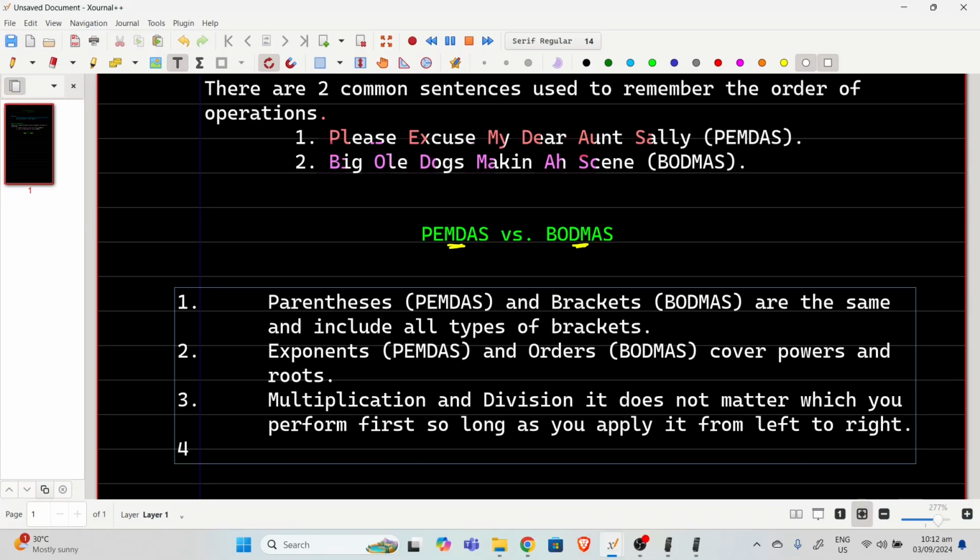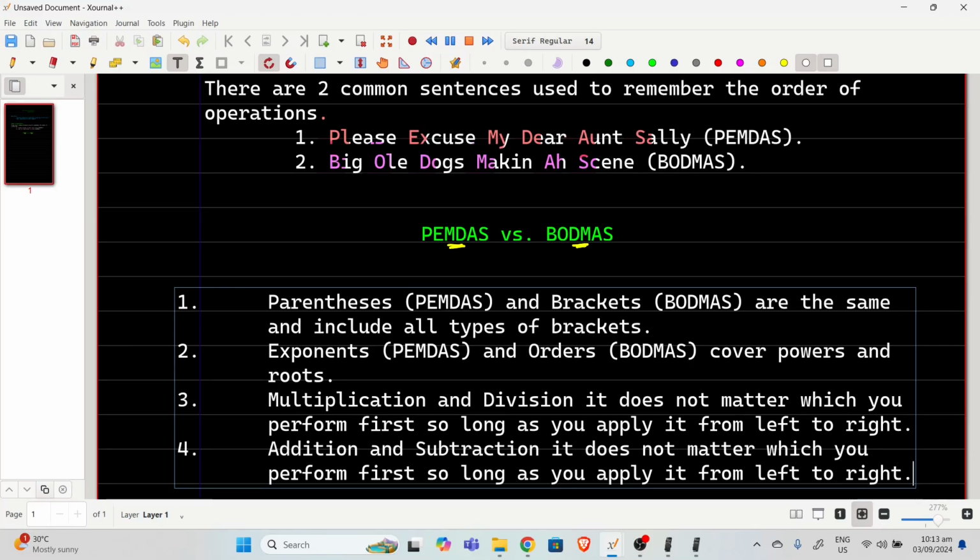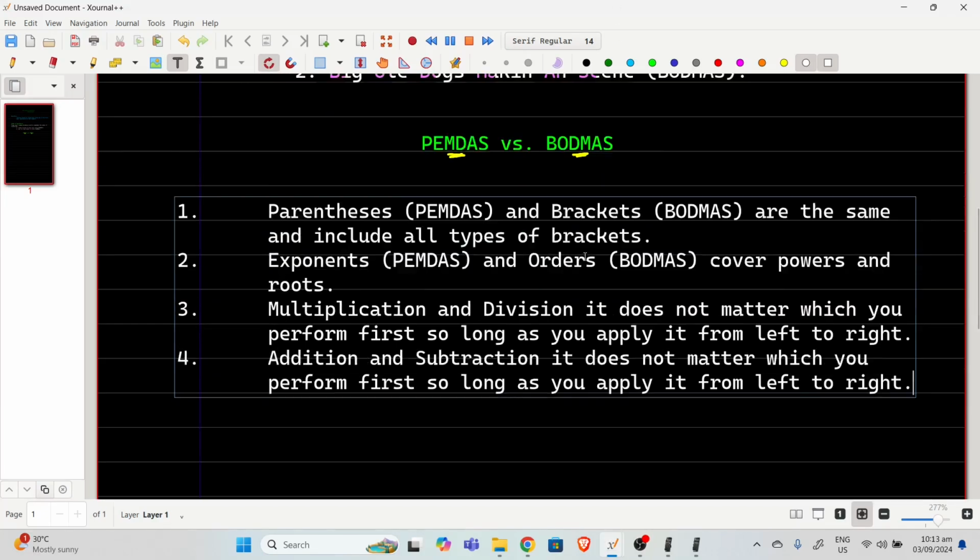And then the fourth and final one, which is the addition and subtraction, it does not matter which you perform first, so long as you apply it from left to right. Right? So as long as you're doing it from left to right, that's it. That's all you need to concern yourself with.